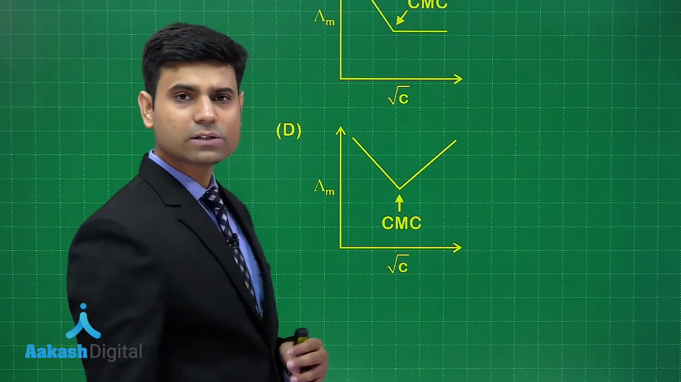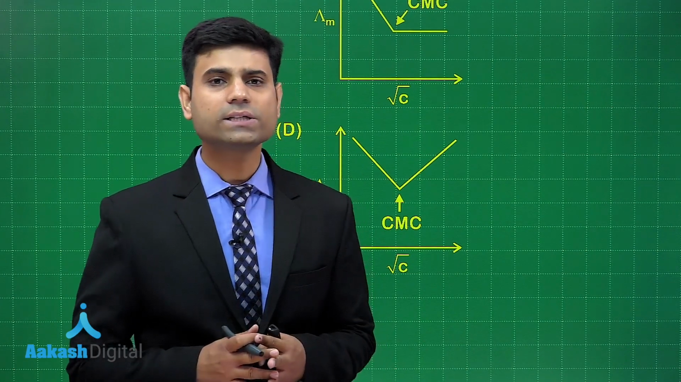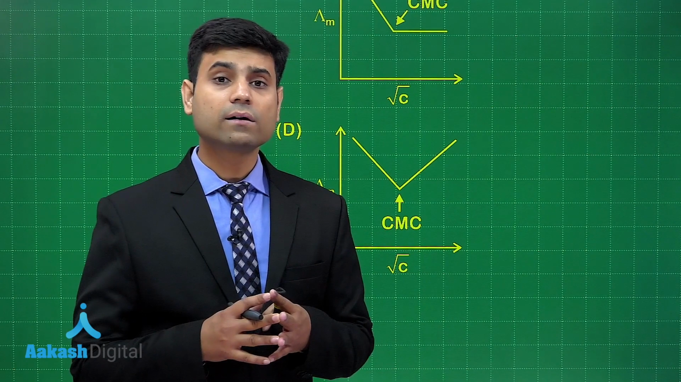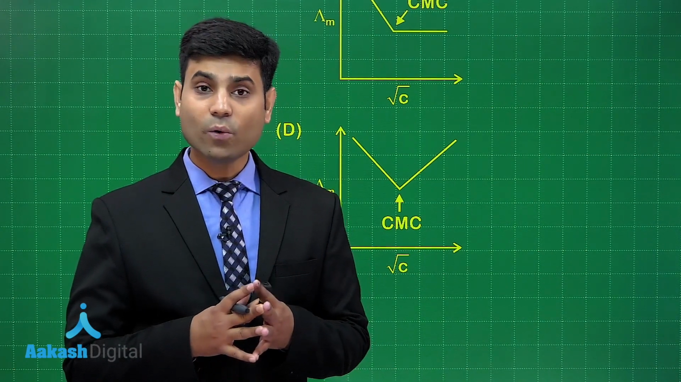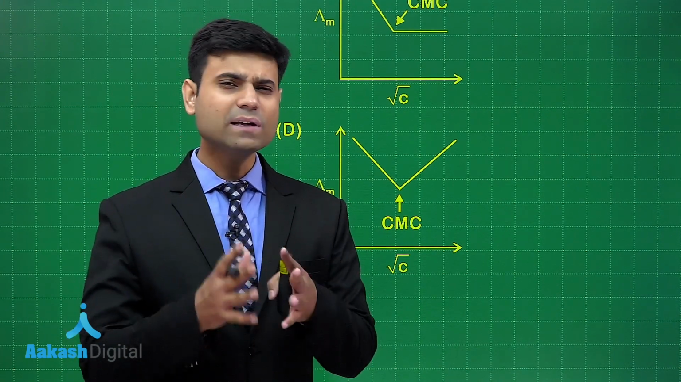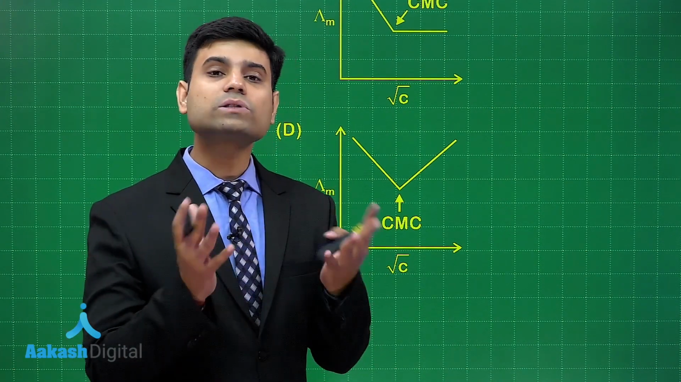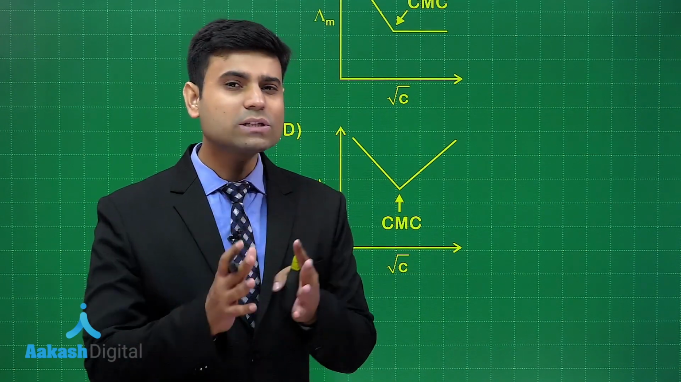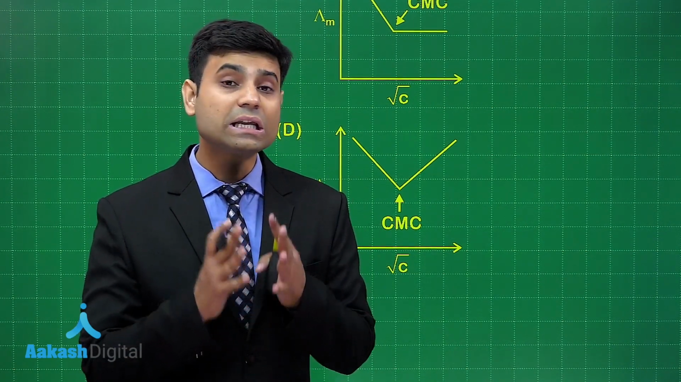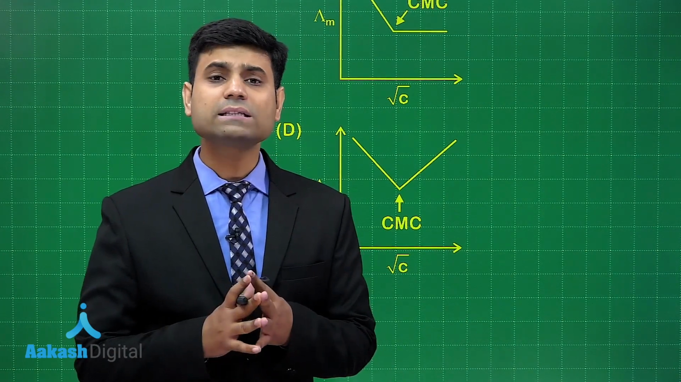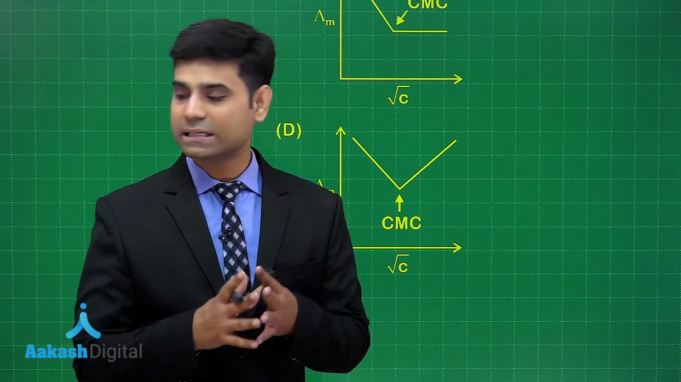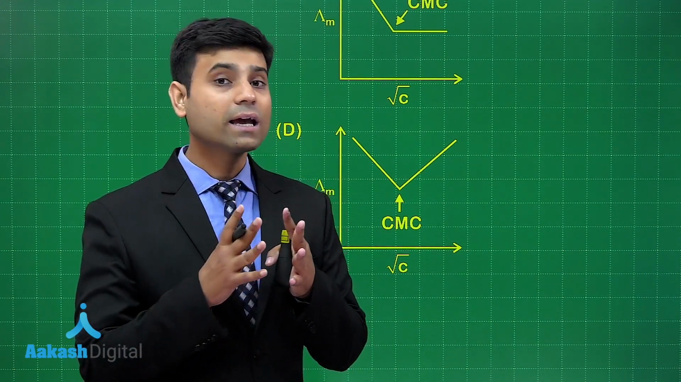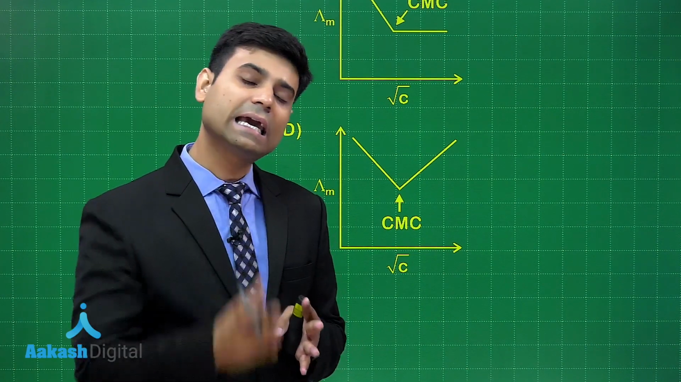Students, if I talk about sodium stearate, at lower concentration it behaves as a strong electrolyte. And we know that with increase in concentration, the lambda m decreases. Now, what happens after CMC? After the critical micelle concentration, they form associated colloids. So with associated colloids, the number of ions in the solution decreases rapidly, because of which the lambda m decreases. Hence, the graph will first decrease, then again decrease.